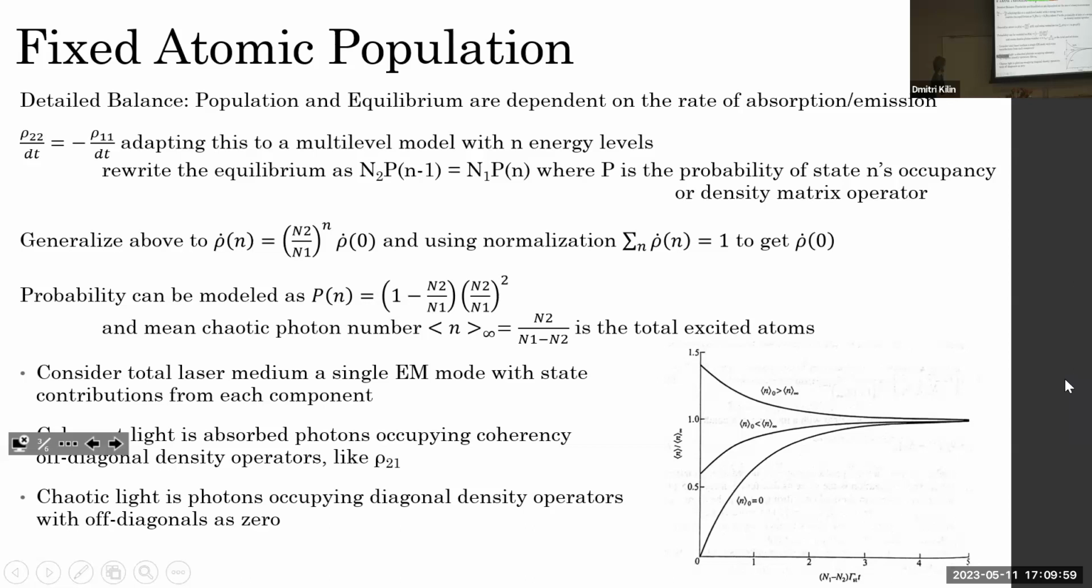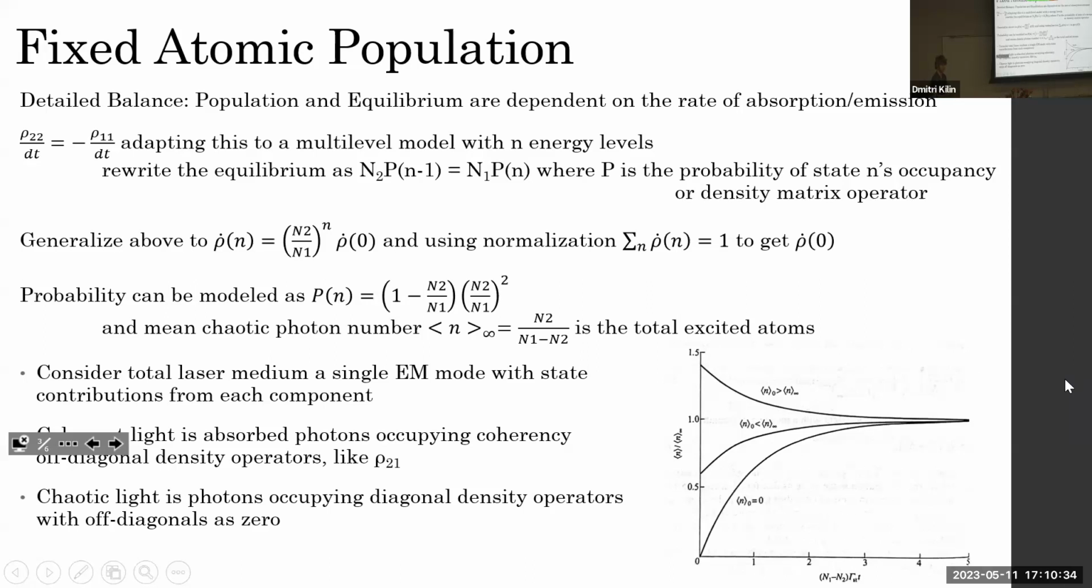And so we generalize it to get this equation of motion, which is all based on the equation of motion for the ground state. Using the normalization factor, we can get the value for that. And so the probability of state n being occupied is given by this function. And then more importantly, we get the mean chaotic photon number, which is just a ratio of the total excited state occupancy over this ratio, I guess.